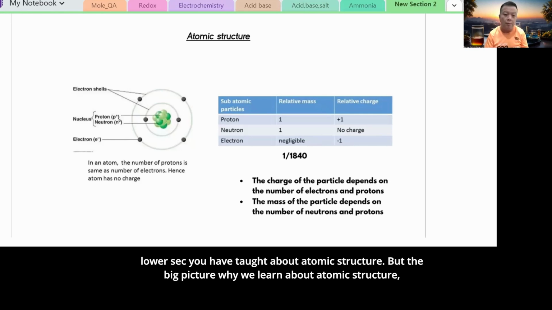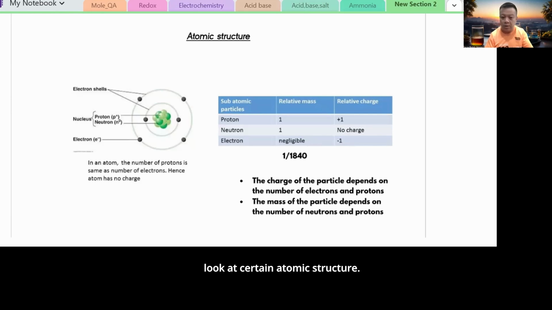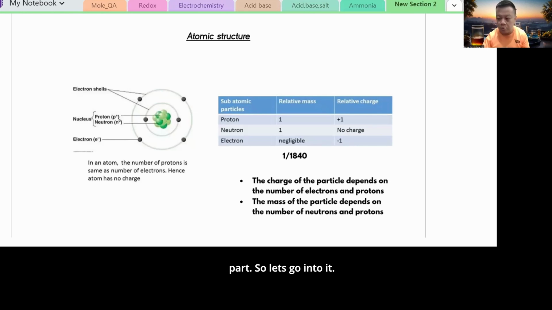It shouldn't be very new to many of you, because in lower secondary you have talked about atomic structure. But the big picture, why we learn about atomic structure, is to help us understand the later part when we learn chemistry. When we deal with mass, why do we only look at certain subatomic particles? When we look at reactions, what is actually happening? It just helps us to appreciate. So that is the big picture. This is just a very small picture to help us understand the later part. All right, so let's go into it.